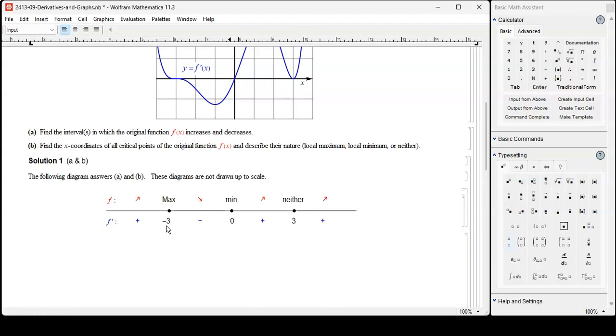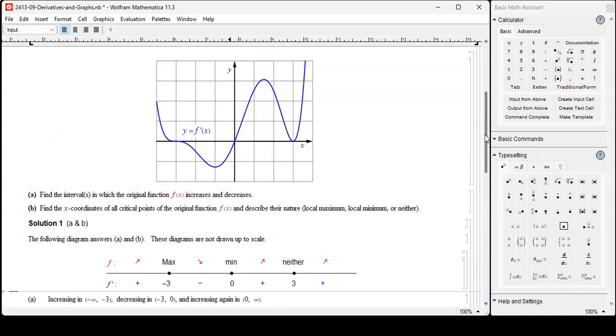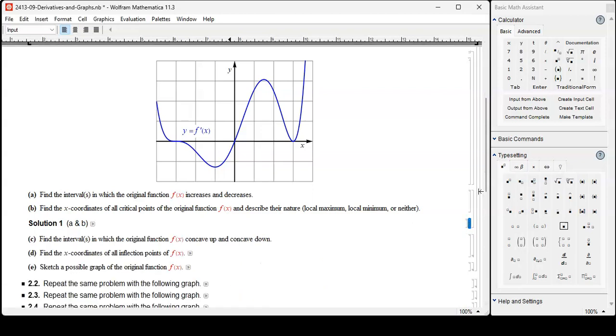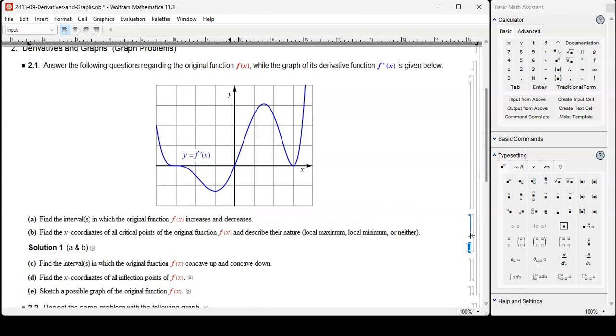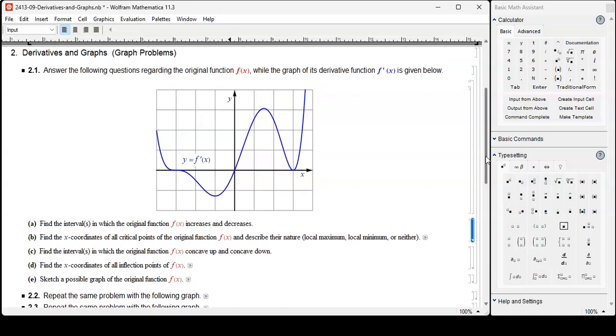Because all the critical points are here, all the x-coordinates of them are here, -3, 0, 3, and the nature, max, min, neither, they're all here. And then nature of the increasing and decreasing interval, increasing, decreasing, increasing, increasing, all those arrows, they're all here. So the diagram completes the problem. Not only the conclusion, but also the justification. Now let's go to part C and D.